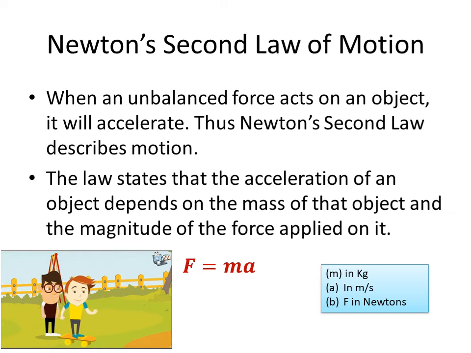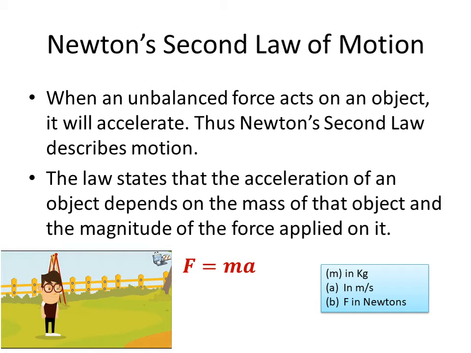What does Newton's second law of motion state? Newton's second law of motion states that whenever an object is subjected to unbalanced forces, it will be in motion and it will have the ability to accelerate. It means to change velocity within a given time, or to change speed or direction, or both in a given period of time. So in other words, Newton's second law of motion describes the motion and the acceleration of this object.